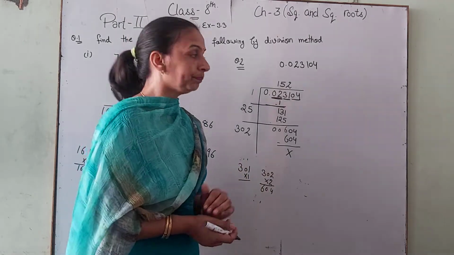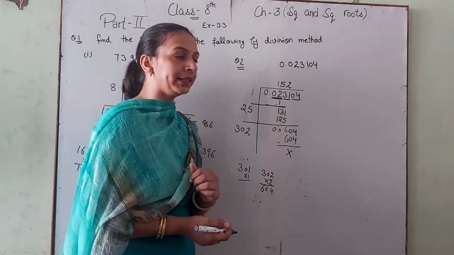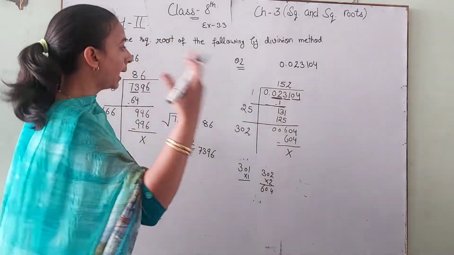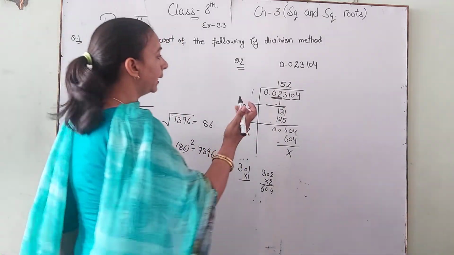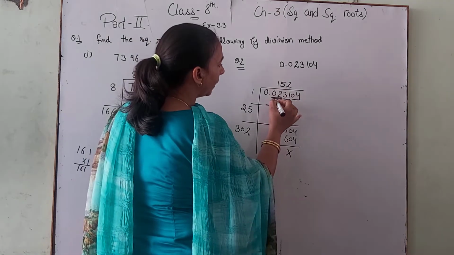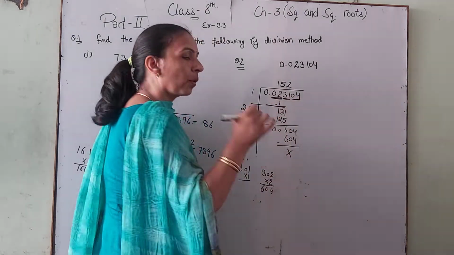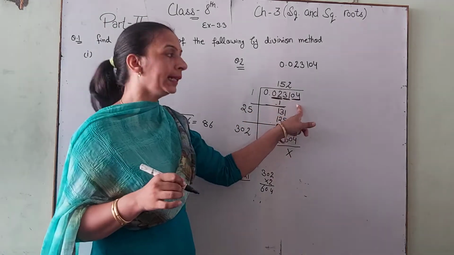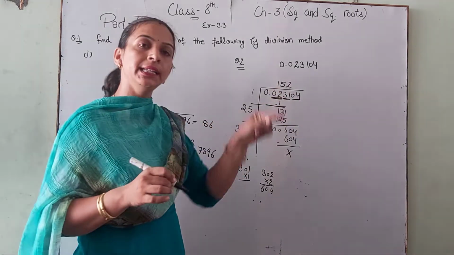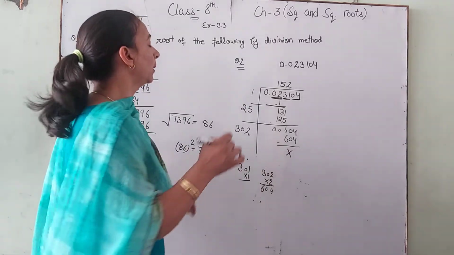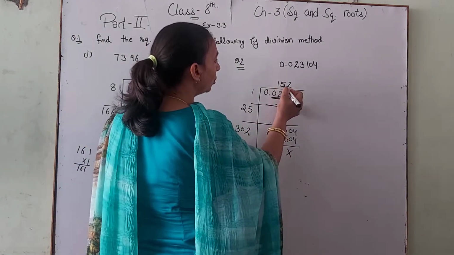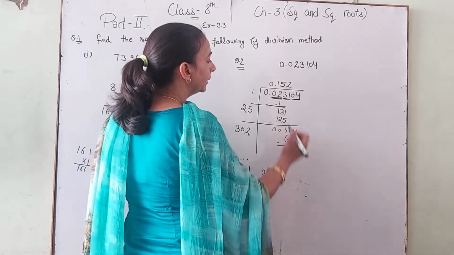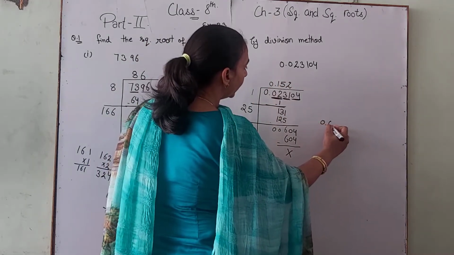Now we remember the point. Students, we count how many pairs are on the right side of the point. There is a total of 1 pair, 1, 2, 3. Total 3 pairs on the right side of the point. Then we take 3 digits in the answer, from the point, 1, 2, 3. Then we put the point here and complete.